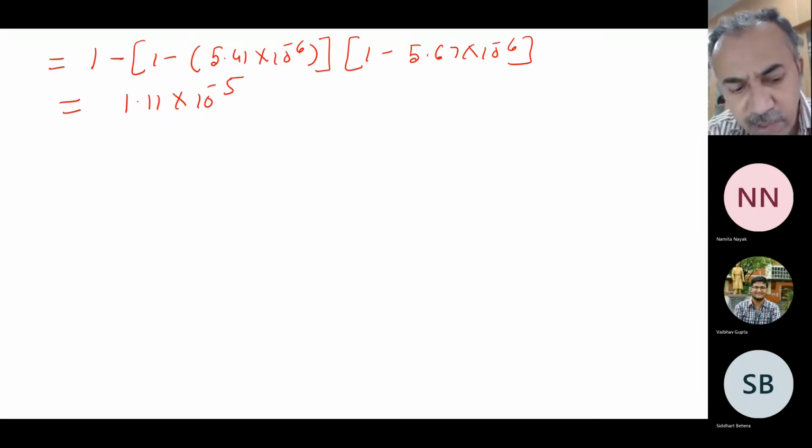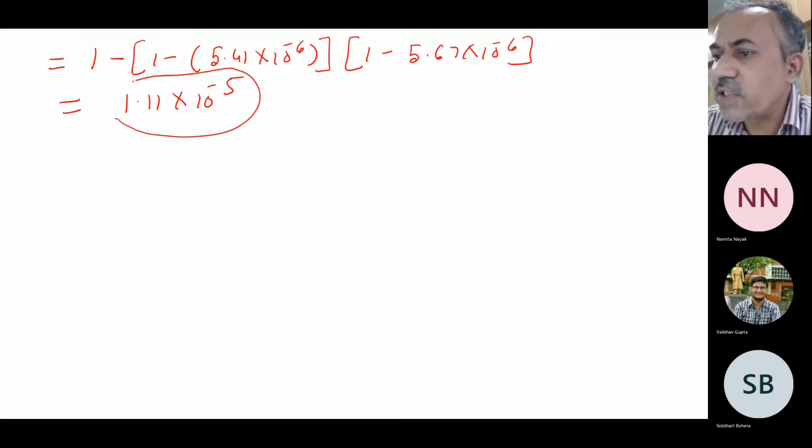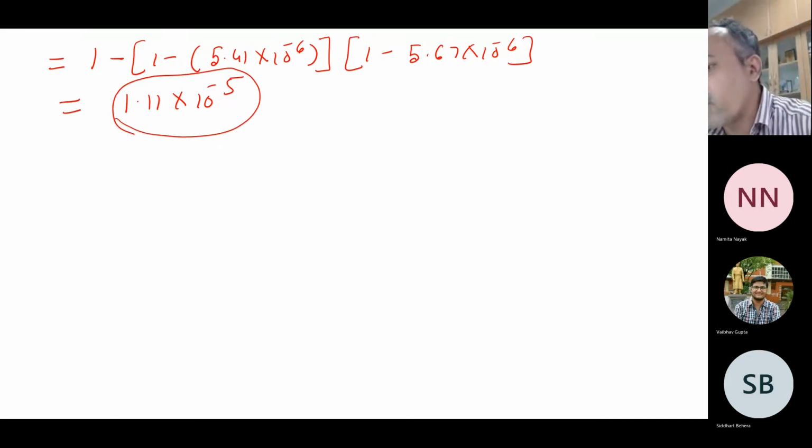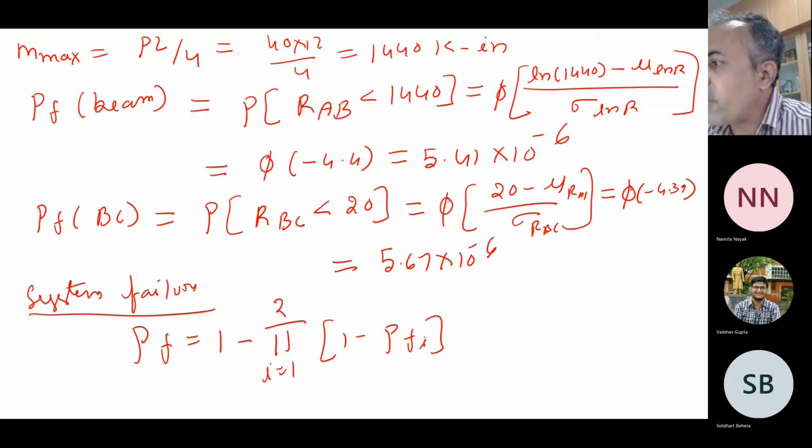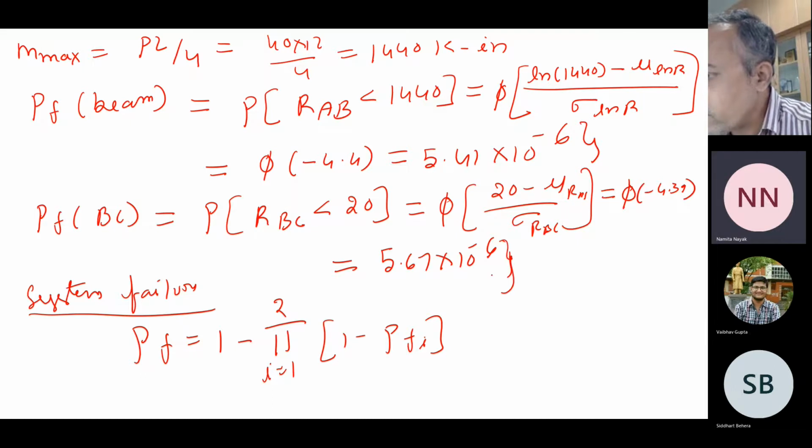And now what is your comment here? The overall system failure probability is 1.11 into 10 to the power of minus 5. The individual probabilities are how much? What is the comment here? The probability of system failure is slightly higher than the individual failure probability.